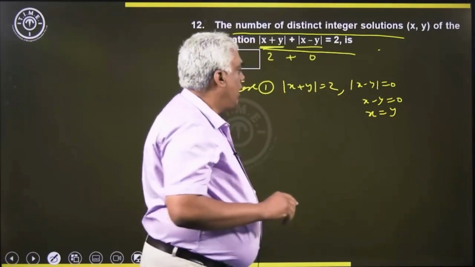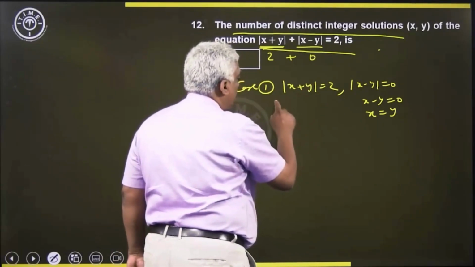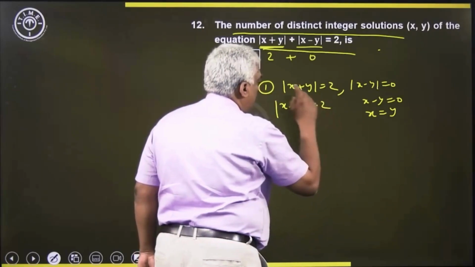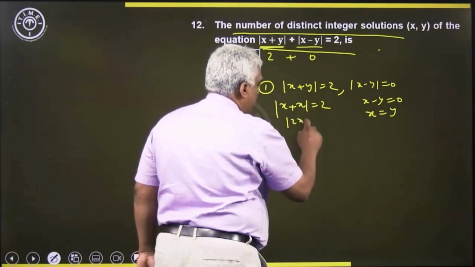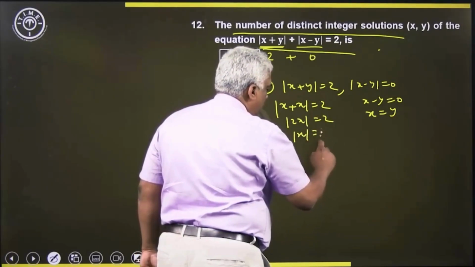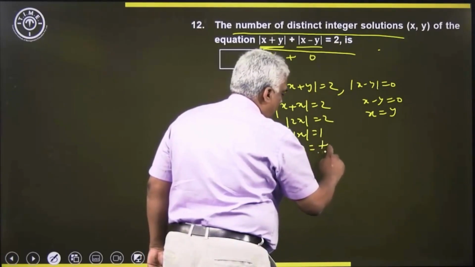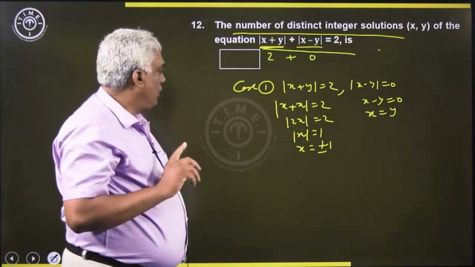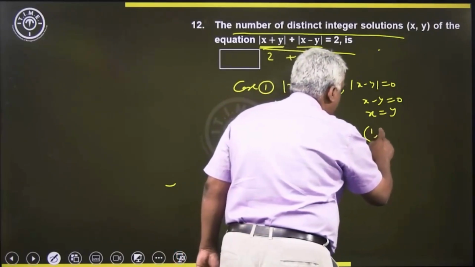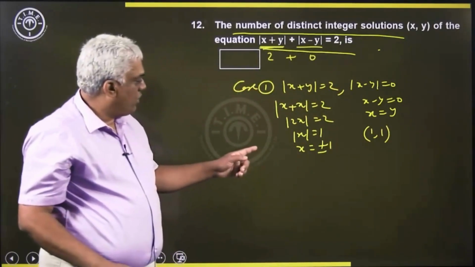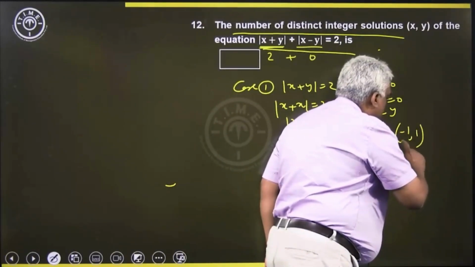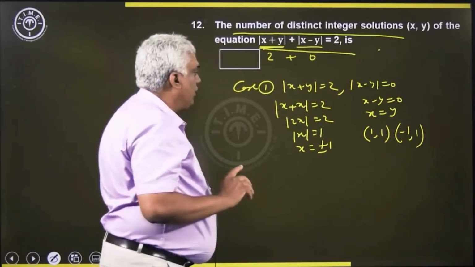Now x equals y, let us replace y by x here. So this will become mod x plus x, since x and y are equal, is 2. So mod of 2x equals 2, or mod x is 1, so x is equal to plus or minus 1. So here we got x equal to plus minus 1 and x and y are equal. One solution we got is x is 1, y is also 1. The other is x is minus 1, so y is also minus 1. So here we got two solutions, right?